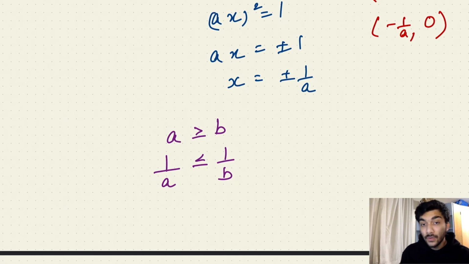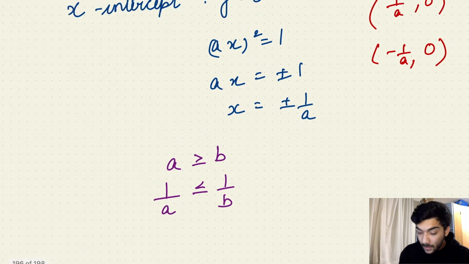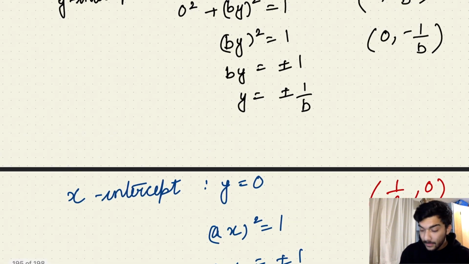So in this case, we know that this is an ellipse. So 1 by a would be less than 1 by b, which would mean that our minor axis is the x-axis and the major axis is the y-axis in this case, right? Feel free to comment down if you still have any doubts in this part.